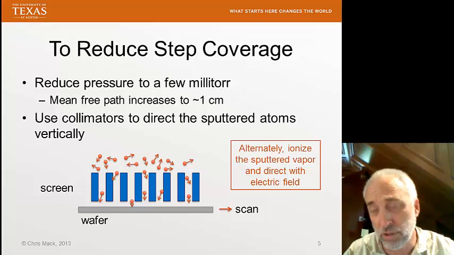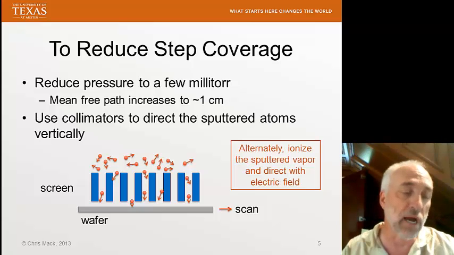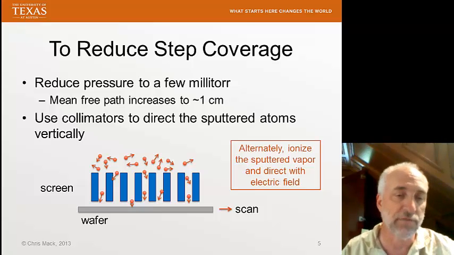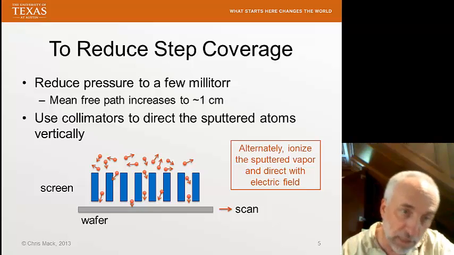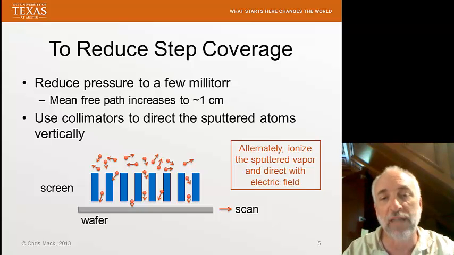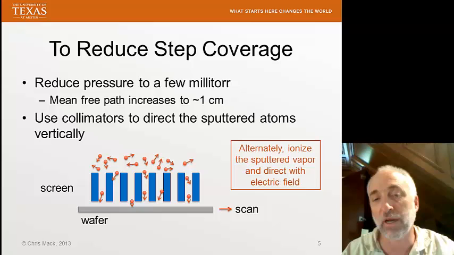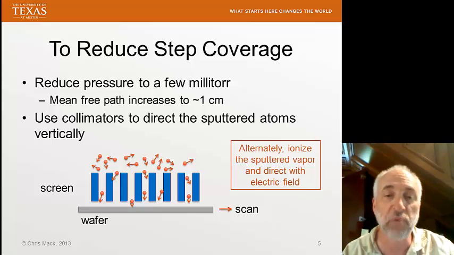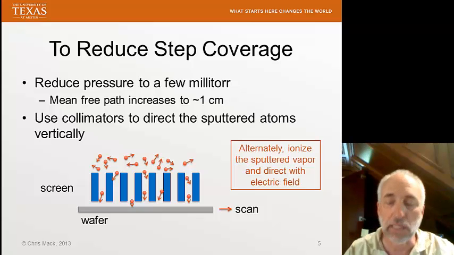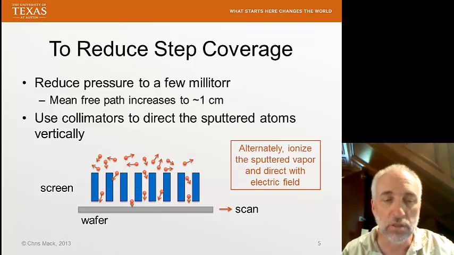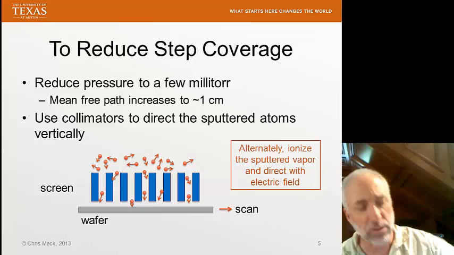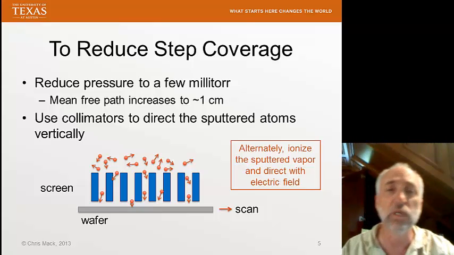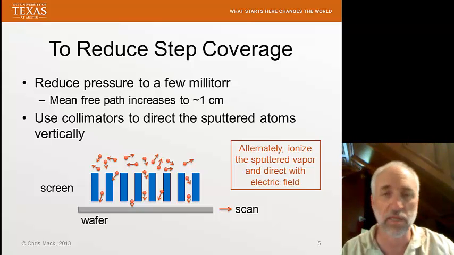Another approach is to ionize the sputtered vapor and then direct it with an electric field. We know that if we ionize an atom, we can apply a direct electric field and get it moving in the direction we want it to go. So it is possible, instead of using neutral target atoms, to create a plasma of those target atoms after the sputtering has occurred and use an electric field to direct them down to the wafer. So that's the second approach that we could use to reduce step coverage.